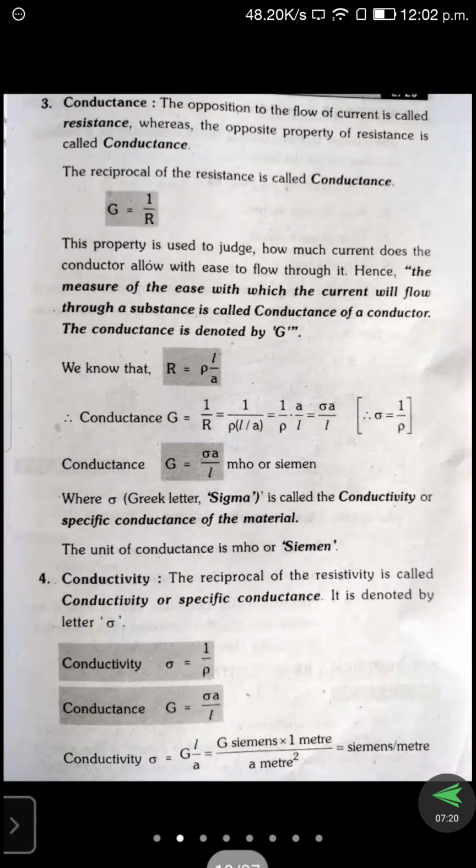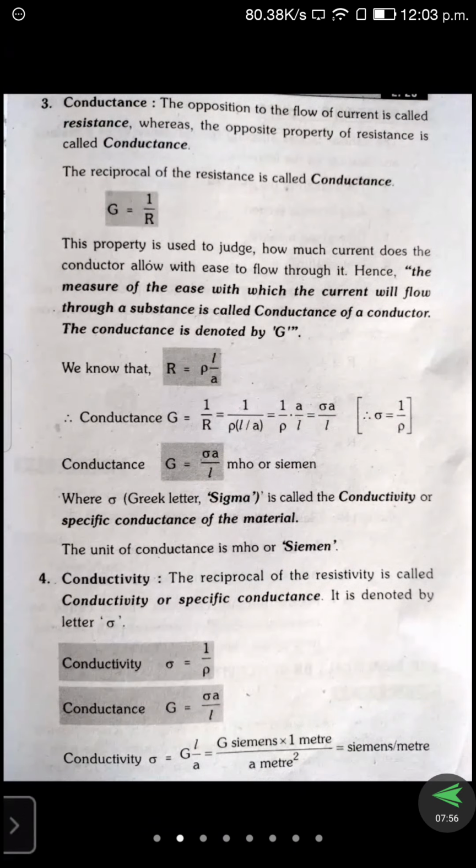Right, next we discuss conductance. The opposition to the flow of current is called resistance. The reciprocal of resistance is called conductance. Resistance means opposition. Conductance is nothing but it is allowing or enabling the charges. So that is called conductance. Conductance is what allows flow of electrons.